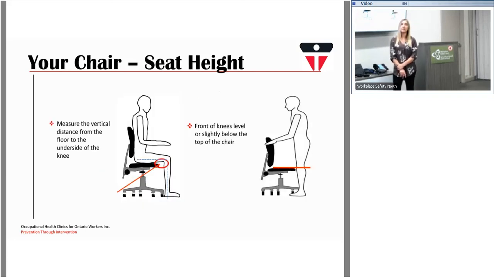In terms of the seat height, as you know, we need a 90-degree angle. That's the golden rule in ergonomics. So when you're sitting, look at the seam of your pants, and you'll be able to see whether or not you're in a nice 90-degree angle. You can also ask a colleague to help you out and make sure that you are sitting in that nice neutral posture.